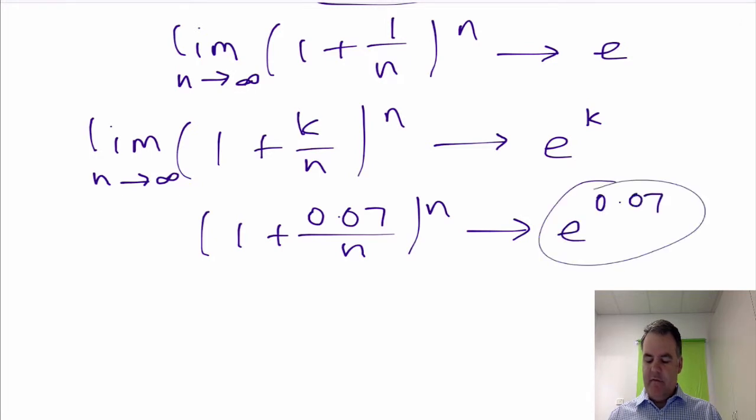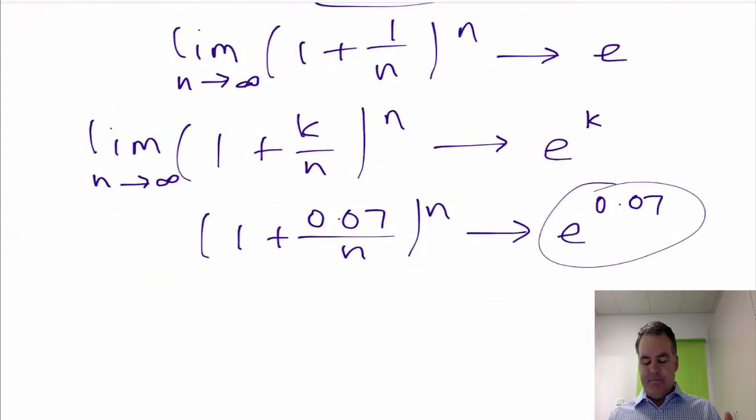0.07 in this case. Okay, so if we wanted now to come up with a formula of how much money we're going to have at the end of the year, given that the interest rate we were earning is 7% and it's compounded continuously, so every instant of time.